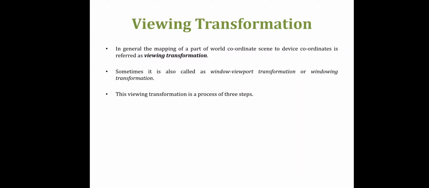This viewing transformation has 3 steps. We have actually seen these 3 steps: translation, scaling, and again translation. These are the 3 basic steps while doing viewing transformation for any particular object. In step number 1, we have an object with its window, and that window is translated or shifted. We translate that window until the lower left corner of the window matches the origin of our coordinate system.